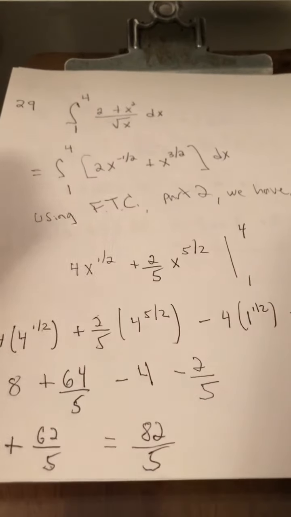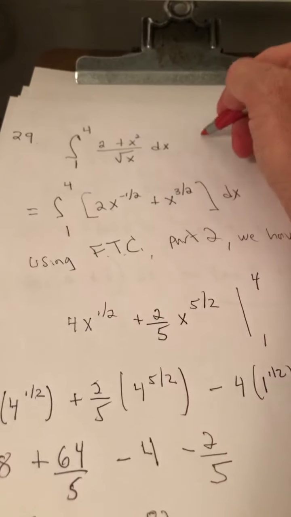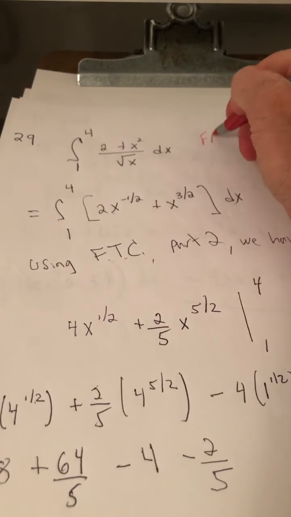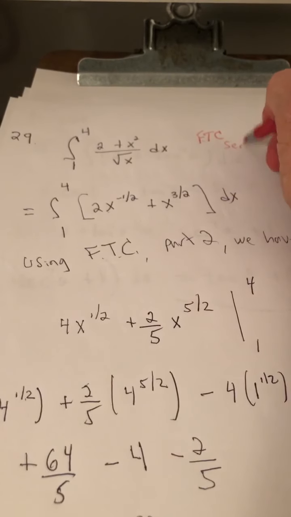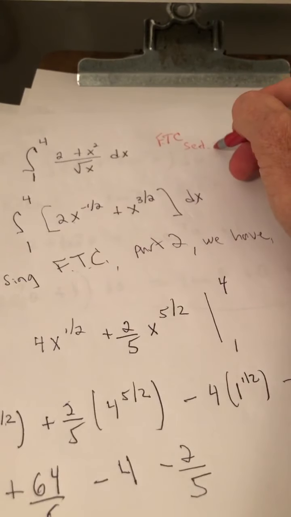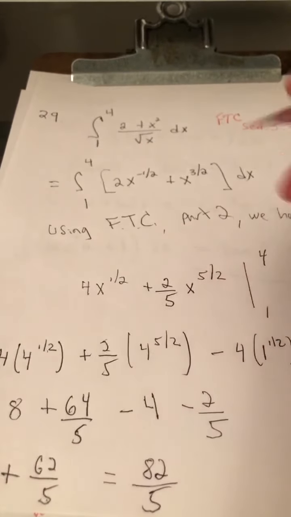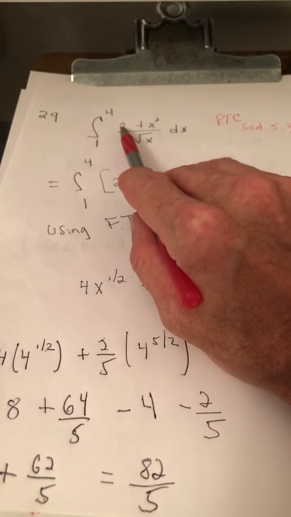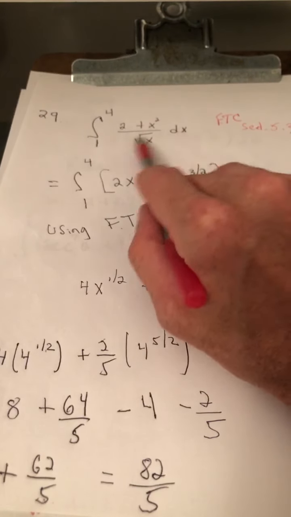Let's do another problem from section 5.3. Again, we're using the fundamental theorem of calculus, which is the subject of section 5.3. So what we have is the integral from 1 to 4 of (2 plus x squared) over the square root of x, with respect to x.